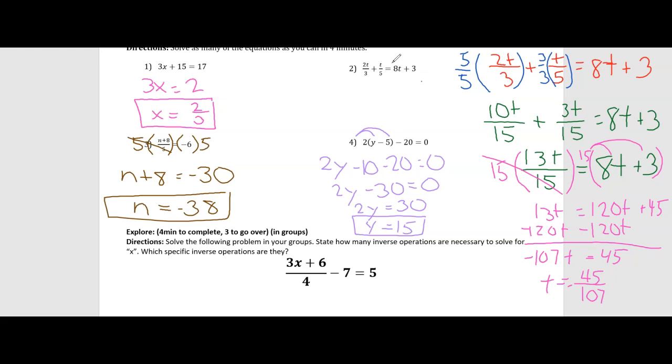Now, we should try to find a common factor to see if we can simplify. Turns out they're not divisible by 2. They're not both divisible by 3. They're not both divisible by 4, by 5, by 15, or by 9. And those are all the factors of 45. So, well, 45 as well. But this is simplified, so our answer is negative 45 107ths.